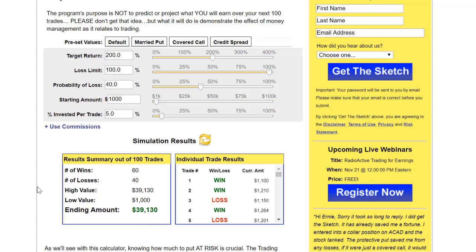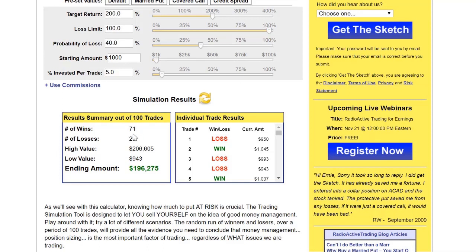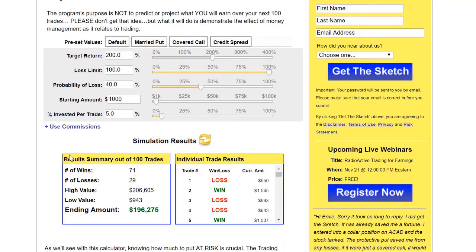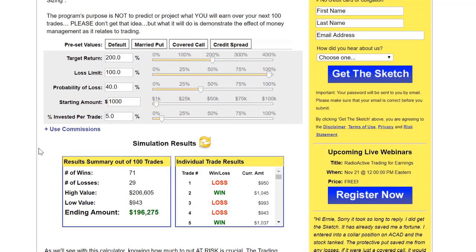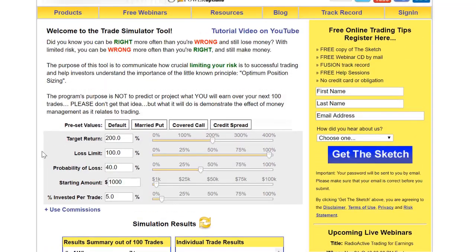Of course, this is just a simulation to make you see the numbers. So if we just put $500 here, I think the minimum amount you can put is $1,000, okay? So anyway, as you can see here, $1,000, if we have 71 wins and 29 losses, you can probably make $196,000, which is amazing, okay? So that's exactly what I wanted to show you, okay?